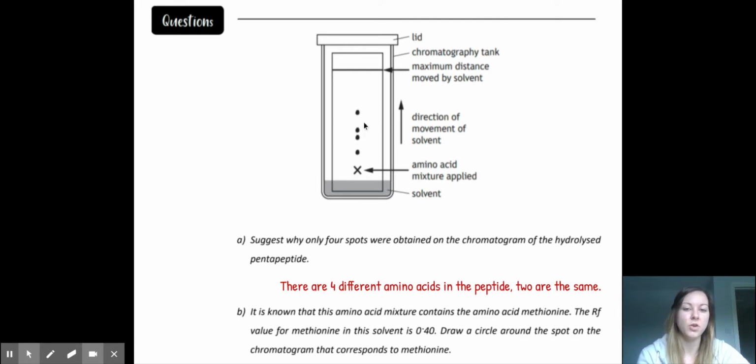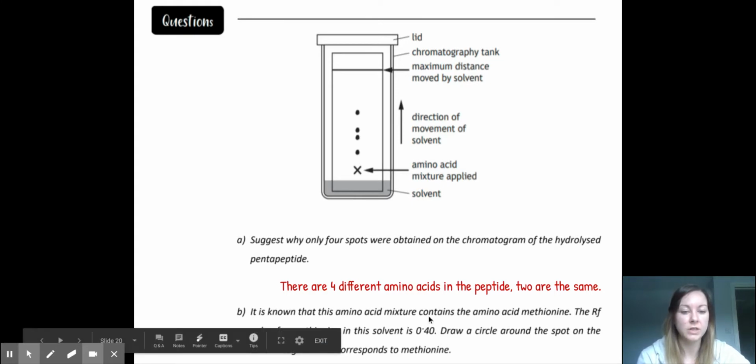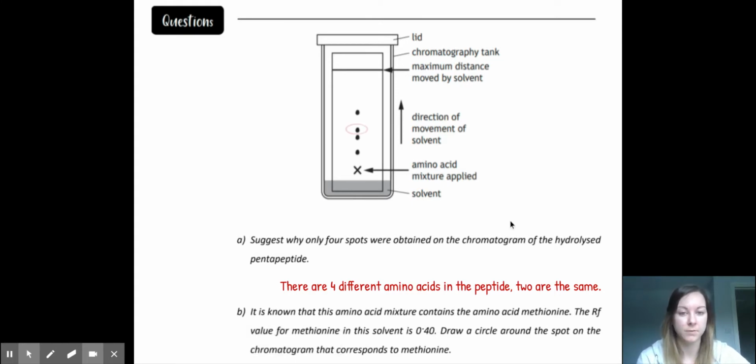Now, the way that you could do that, which makes it a little bit more accurate, is to use your ruler here. Measure the distance moved by the solvent, measure the distance of the different spots, and actually calculate the RF values. Whichever RF value you get which is closest to 0.4 will probably be the correct answer. So the spot you're looking for here is the spot that's second from the top, and you can use either method to get that answer.